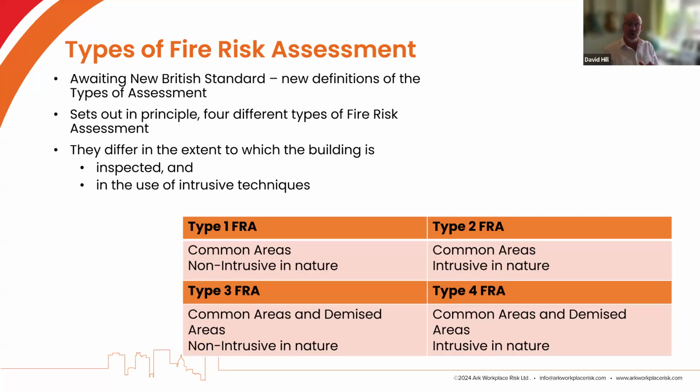Effectively, we've got a type one, which deals with the common areas and is non-intrusive in nature, whereas a type two is, again, non-intrusive in nature, but covers the common areas as well as the tenants. It covers the common areas, but it is an intrusive investigation. Whereas a type three deals with the common areas and the demised areas, generally a sample, and it's non-intrusive. Whereas a type four covers the same scope, but is again far more intrusive in nature.